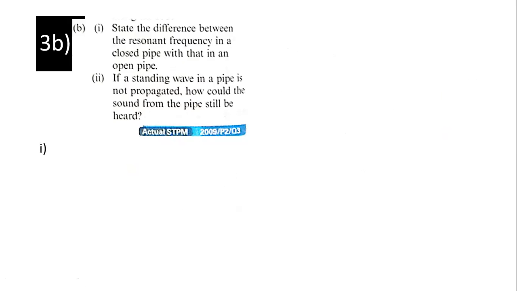State the difference between resonant frequency in a closed pipe with an open pipe.